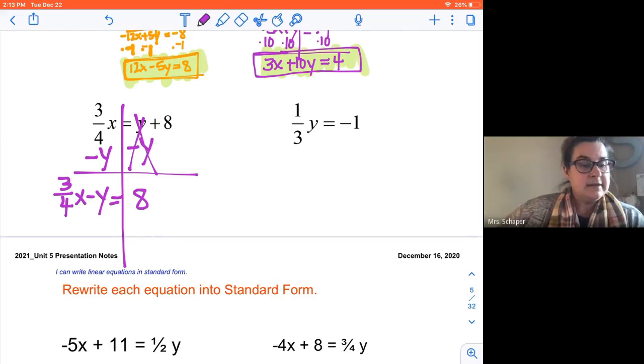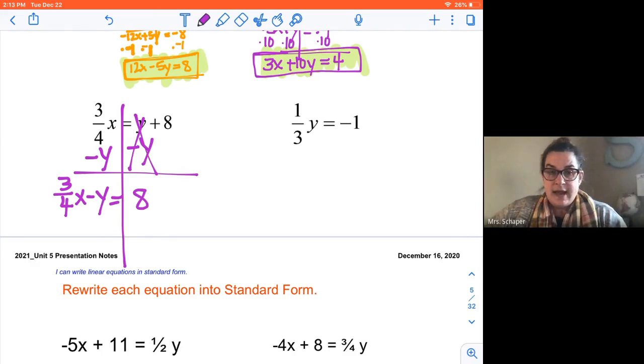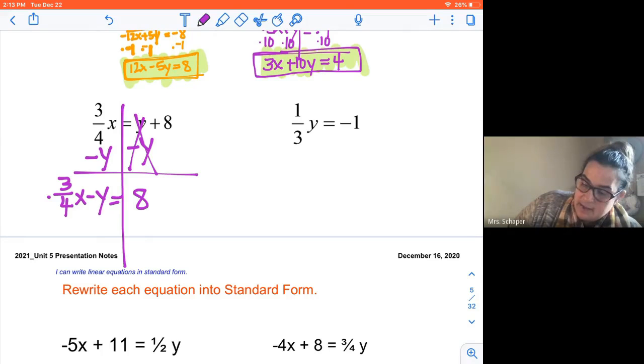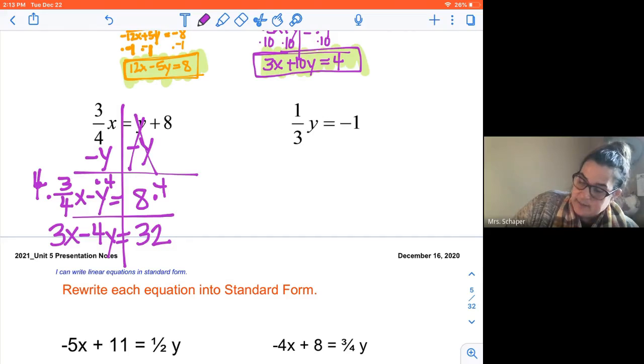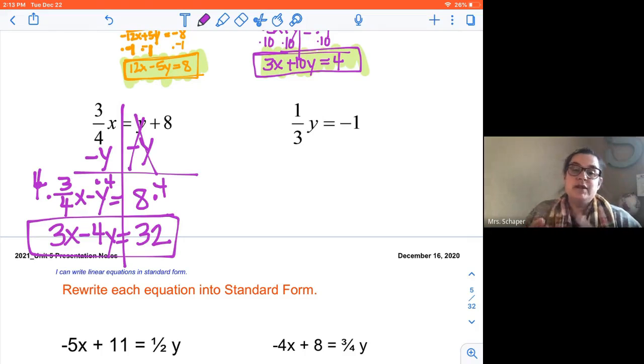So what's next? Now I'm going to say, okay, they're all in the right order, but I have a fraction and I can't have a fraction. So to undo the fraction, I'm going to multiply both sides, so all the terms, by 4. So 3x minus 4y equals 32. That's my final answer. I don't have fractions or decimals. The greatest common factor is 1. And x and y are on the same side.